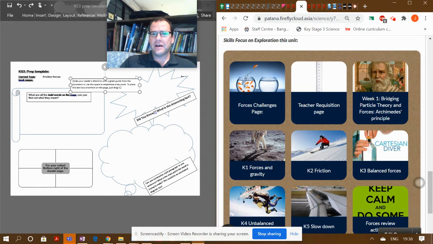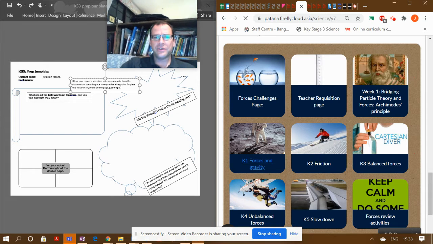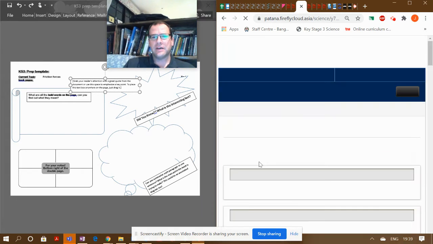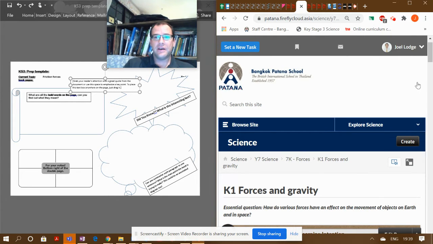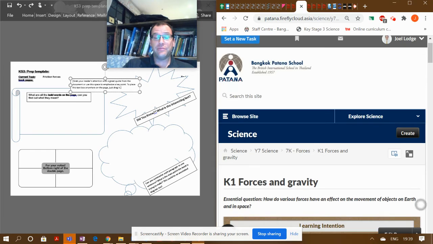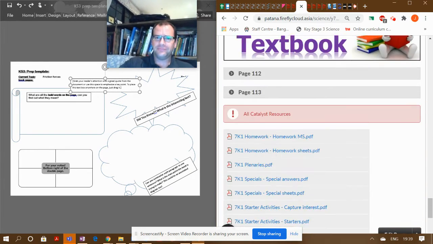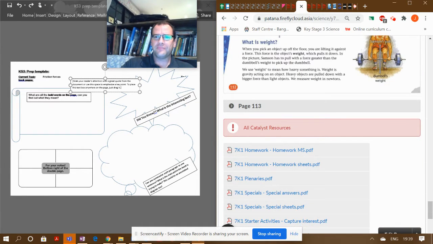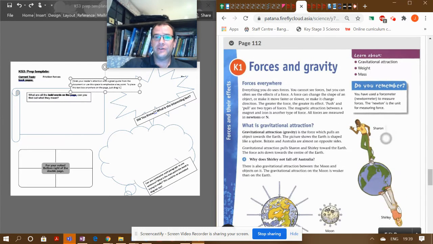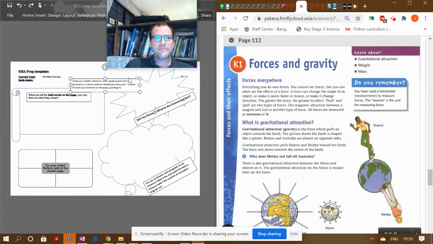Now we're probably roughly around forces and gravity sort of time. I'm just going to show you. I haven't got the textbook, but I can actually get it online here, and it's always online for every lesson. Okay, so turn in your books to pages 112 and 113.